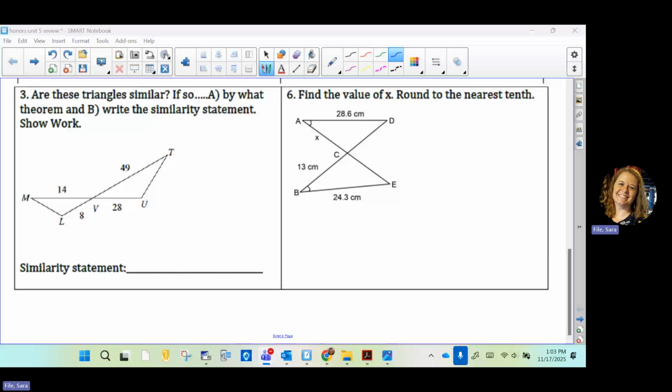Other classes, I'll go over it, but it's already going to be filled out, but I'll walk you through it still. Okay, 13. All right, so I'm going to go to number 13.